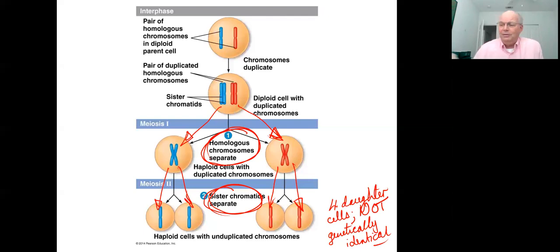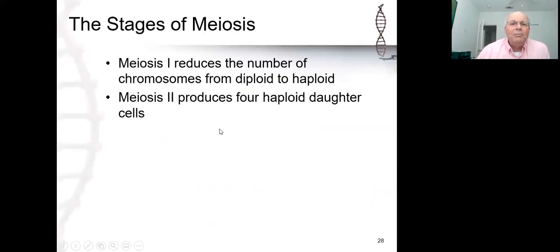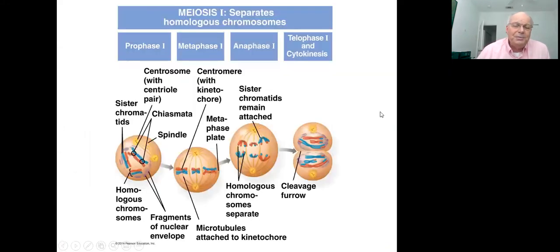So immediately we start to see some differences. Remember again, meiosis 2 looks very much like mitosis, and I'll show you the stages, but we're going to spend a lot of time looking at meiosis 1, because that's where all the differences associated with meiosis occur. So let's take a look at the stages of first meiosis 1 and then the stages of meiosis 2.